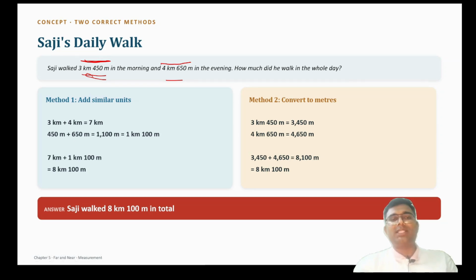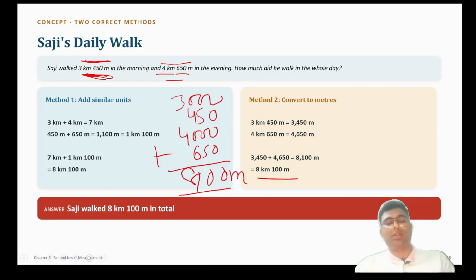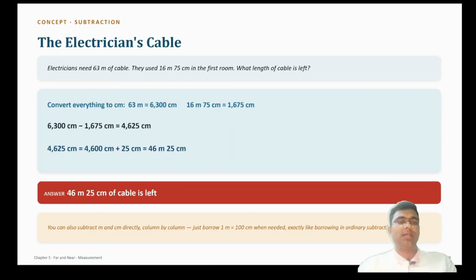So we will change the mixed unit into a single unit. So 3 kilometer is equal to 3000 meter, and 450 is already in meter. Then 4 kilometer is equal to 4000 meter, and 650 is already in meter. So now you can add this and you will get 8100 meter, and finally you can change it again into mixed unit, kilometer and meter, 8 kilometer and 100 meter.